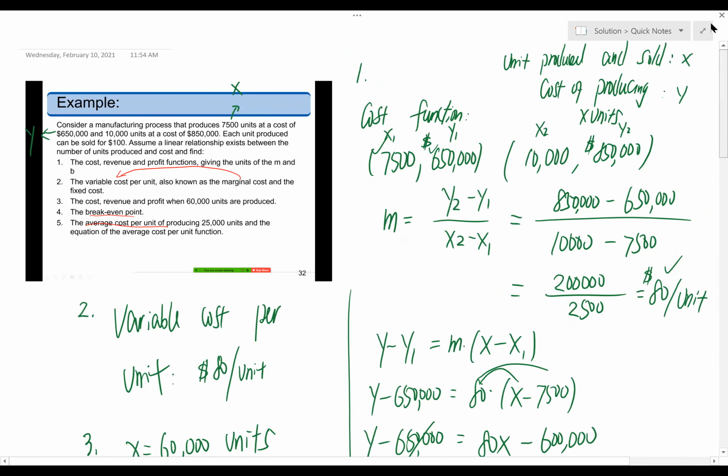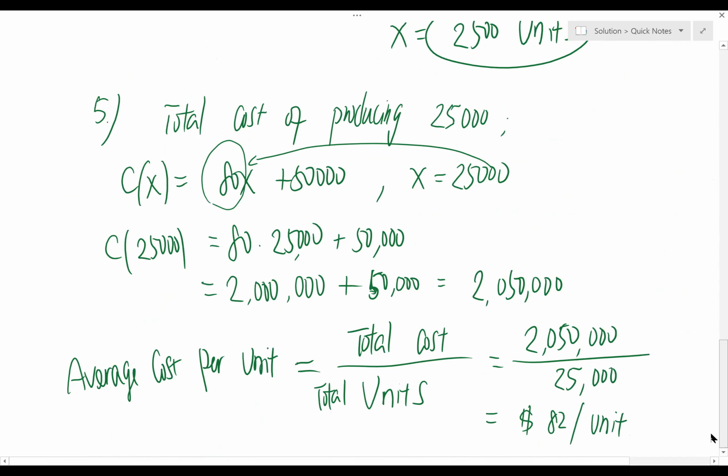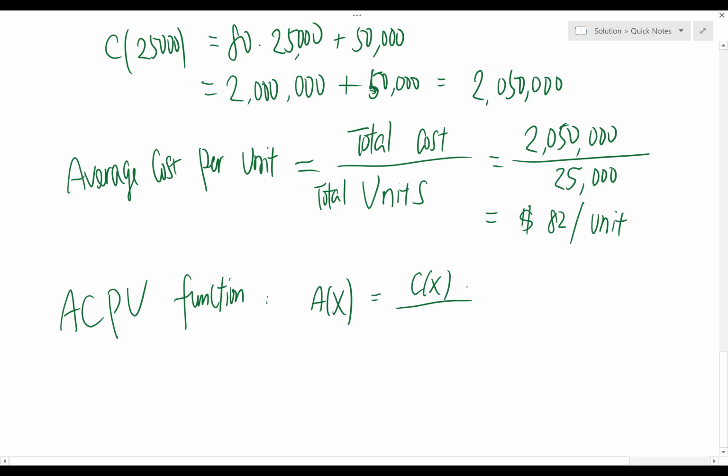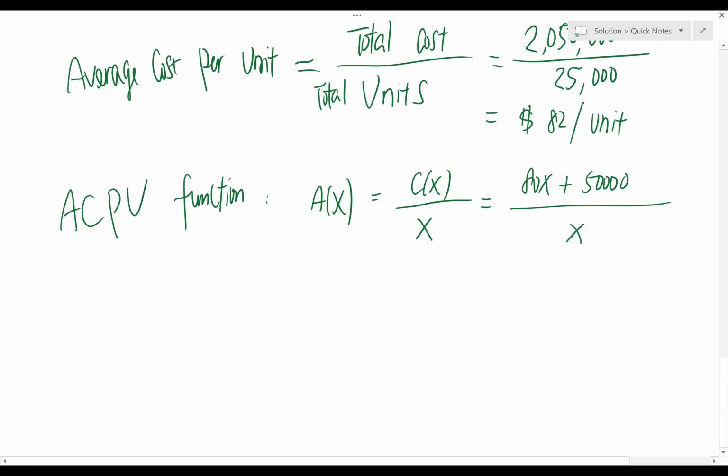But what if we want to find an equation of the average cost per unit function? Let's use A of x to represent the average cost per unit function. We know that is total cost over total units. Total cost comes from the cost function C of x over total units x. So this turned out to be 80x plus 50,000 divided by x. If you divide it out, 80x by x is 80, and we call this variable cost per unit. The other element is the 50,000 fixed cost divided by x.